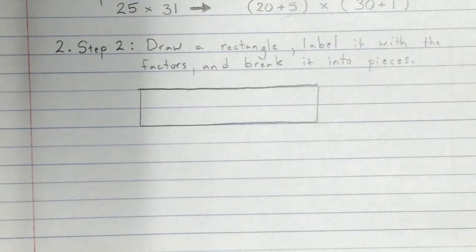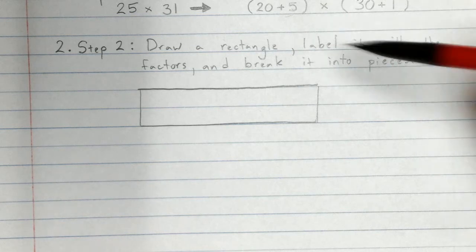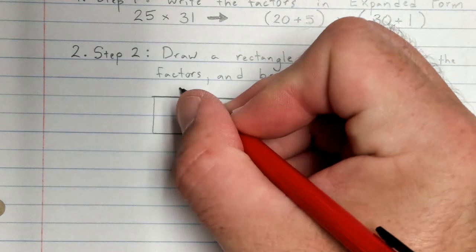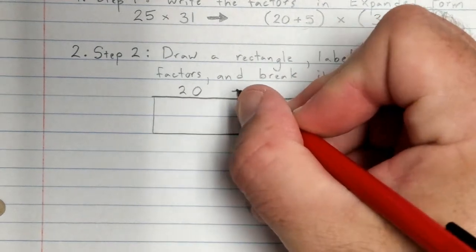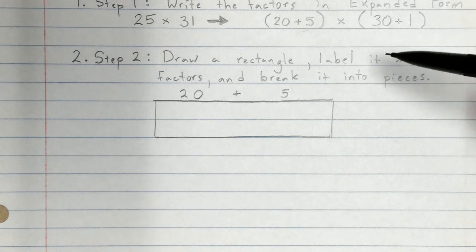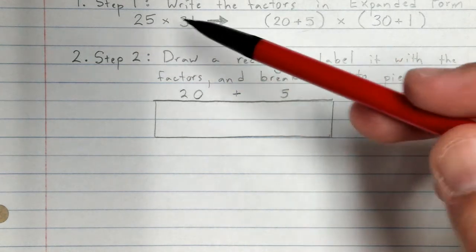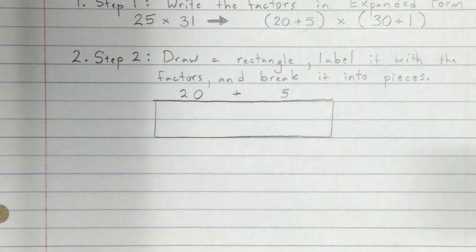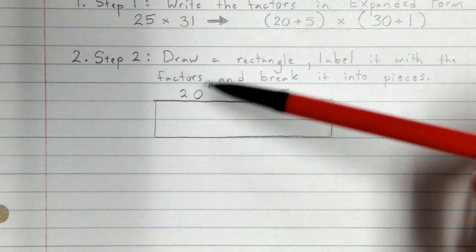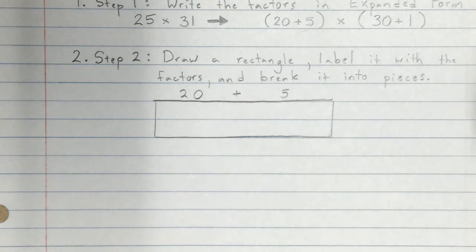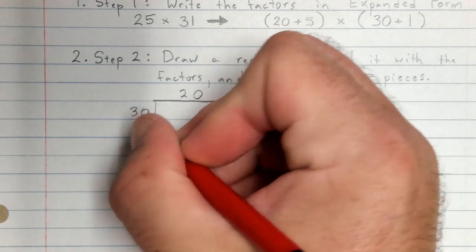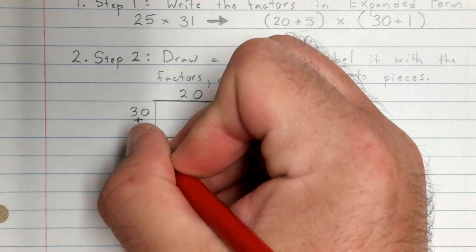There's my rectangle. Okay, now label it with the factors, specifically the factors in expanded form. So I'm going to put 20 plus 5 up here. Commutative property says it doesn't really matter which one goes first. It doesn't really matter which one goes on top. That was first. I made that first, so I'll do this first, but it really doesn't matter. 30 plus 1. 30 gets one line of its own, plus 1.